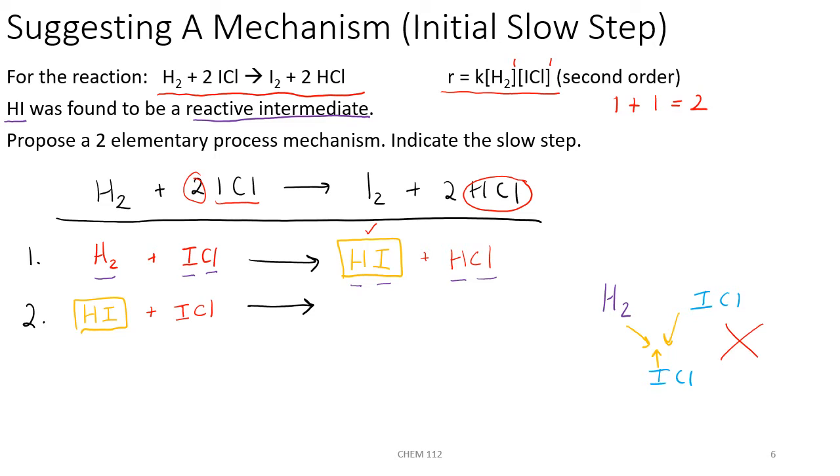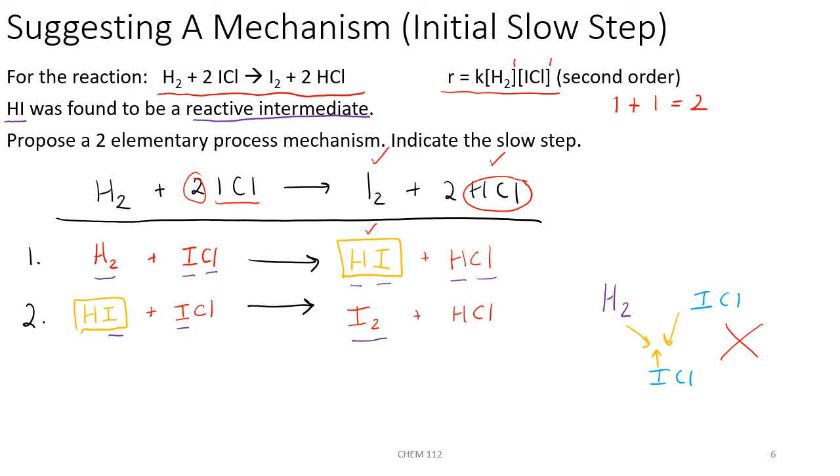So looking at the right-hand side of the equation, we still have to make some I2, and we have to make one more molecule of HCl. So let's write down our products, I2 plus HCl, and then check our law of conservation of mass. So we have one atom of I, another atom of I, so two atoms of I on the left and the right hand side.